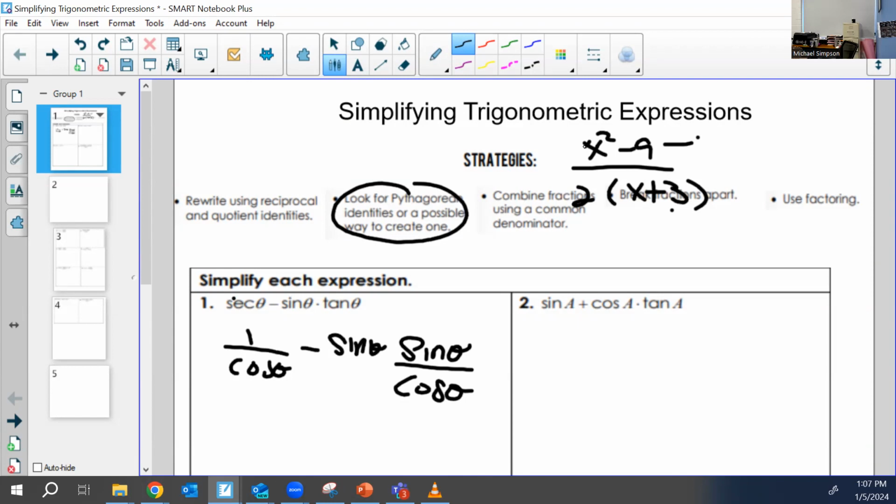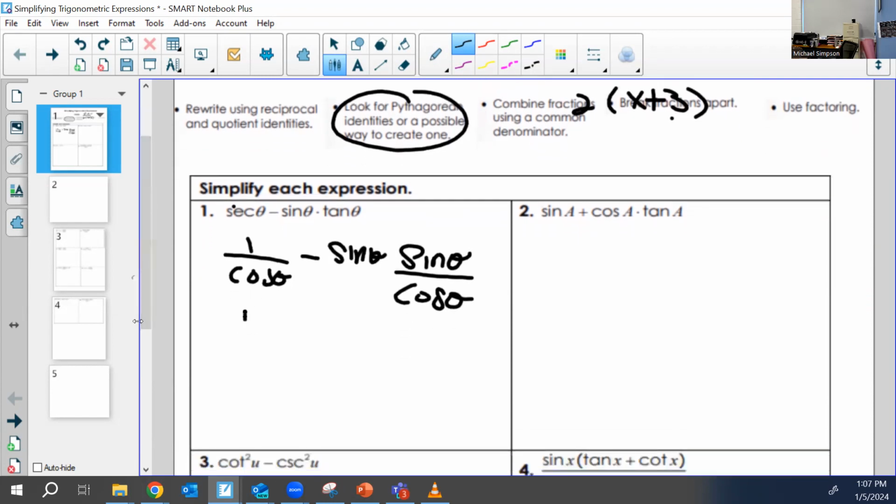I said, wait a second now. Look at this. I have sine times sine. I can multiply those two. All right, let's do that. 1 over cosine theta minus, sine times sine is sine squared theta, over cosine theta. Are you seeing anything developing right now? What do you think is my next step?